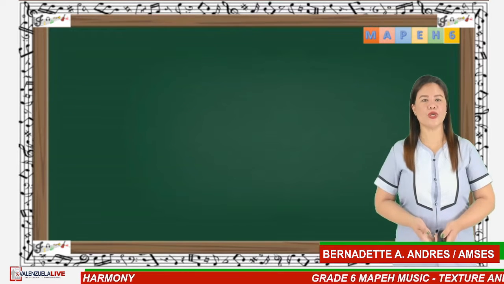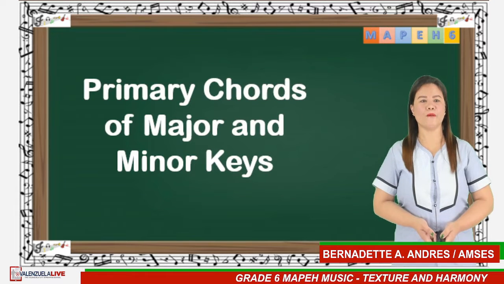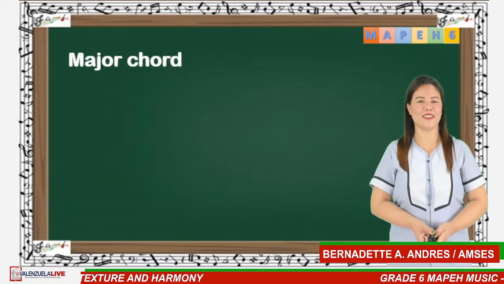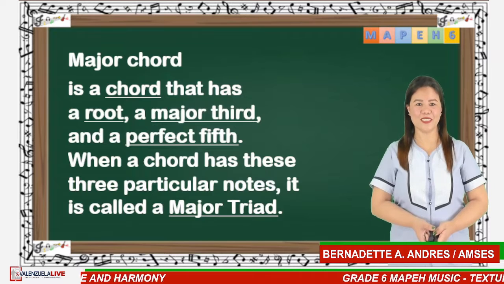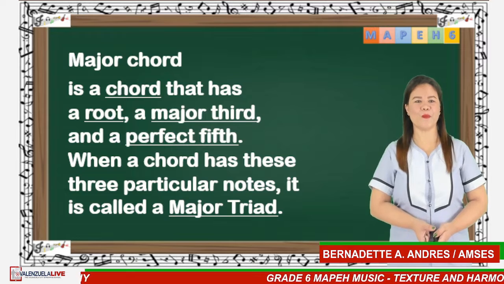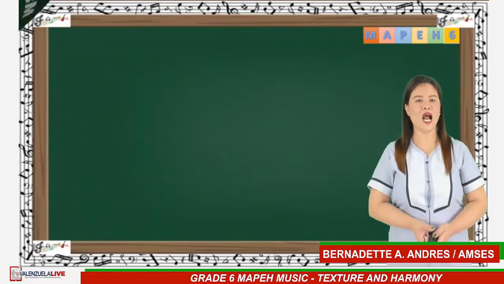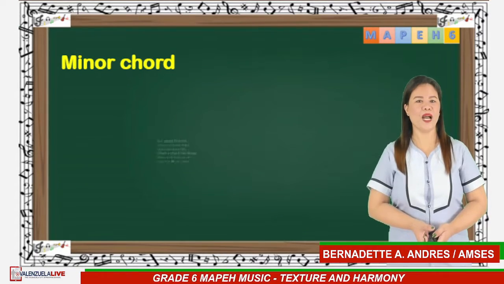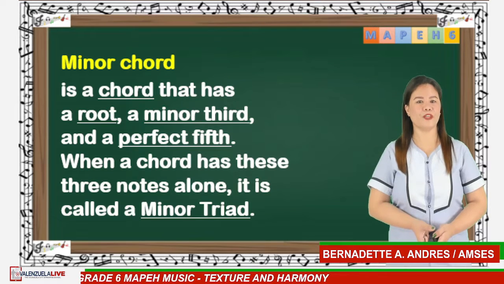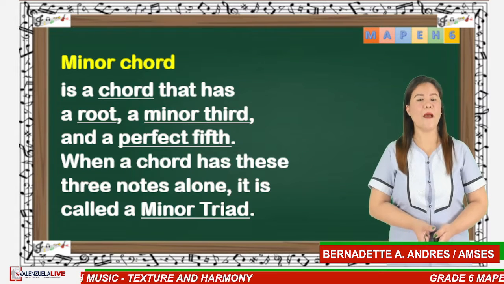To continue the journey of learning in music, we are going to distinguish the primary chords of major and minor keys. What is major chord? It's a chord that has a root, a major third, and a perfect fifth. When a chord has these three notes, it is called a major triad. How about minor chord? Minor chord is a chord that has a root, a minor third, and a perfect fifth. When a chord has these three notes alone, it is called minor triad.